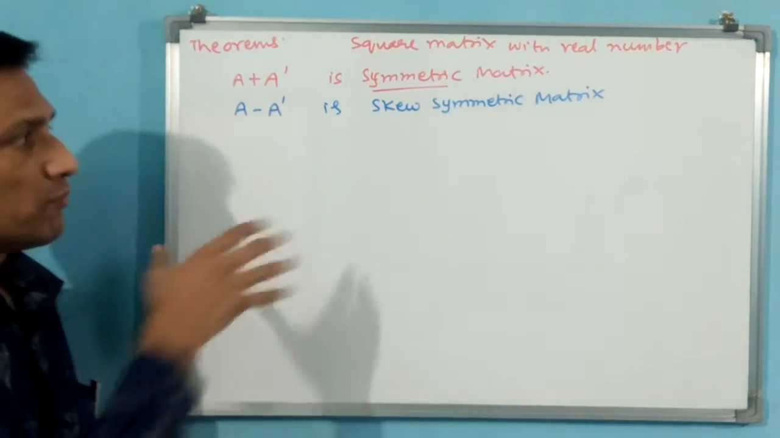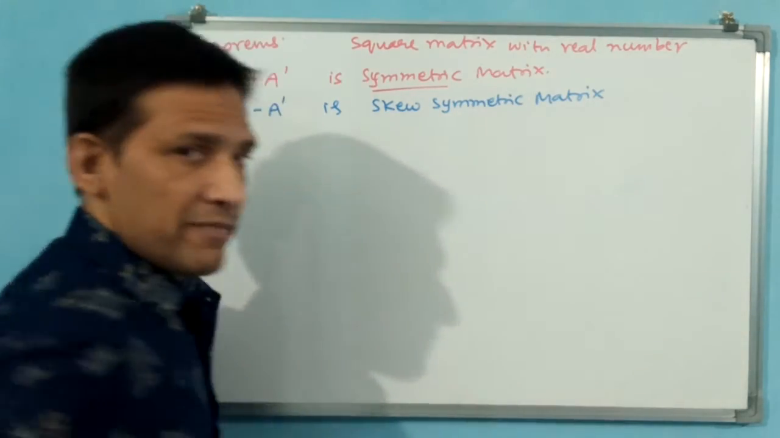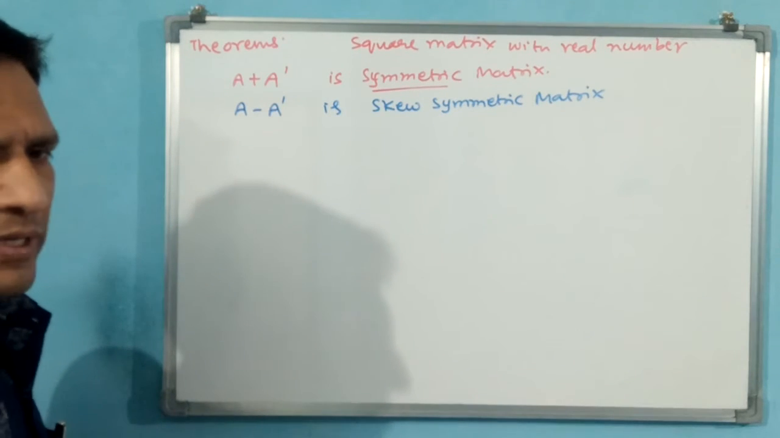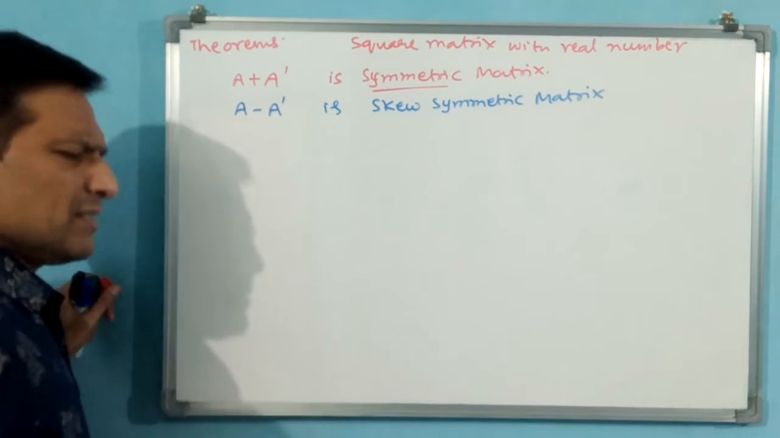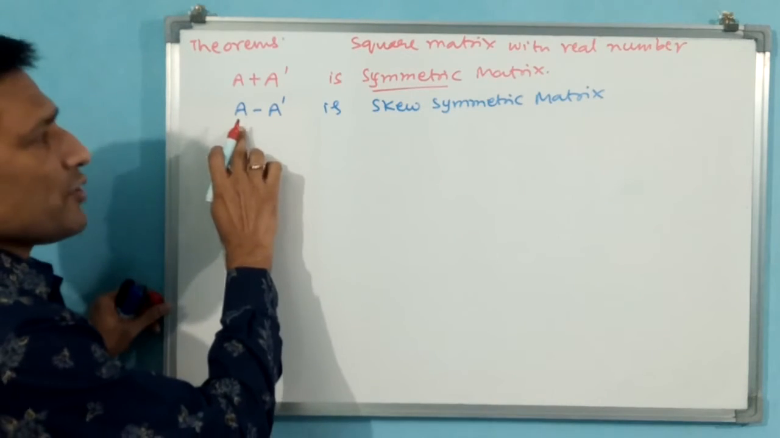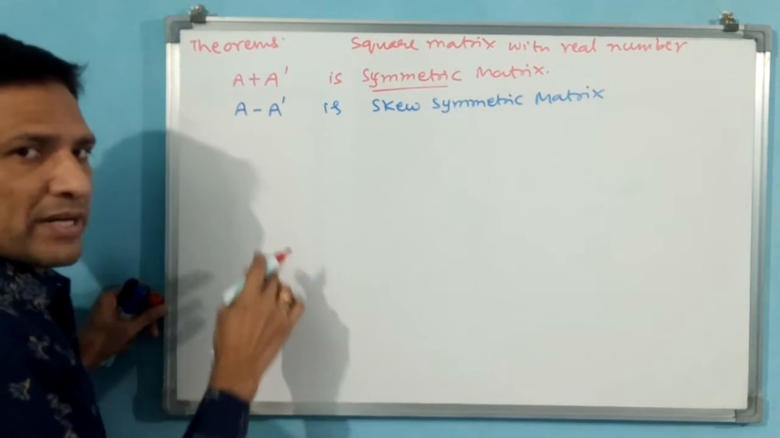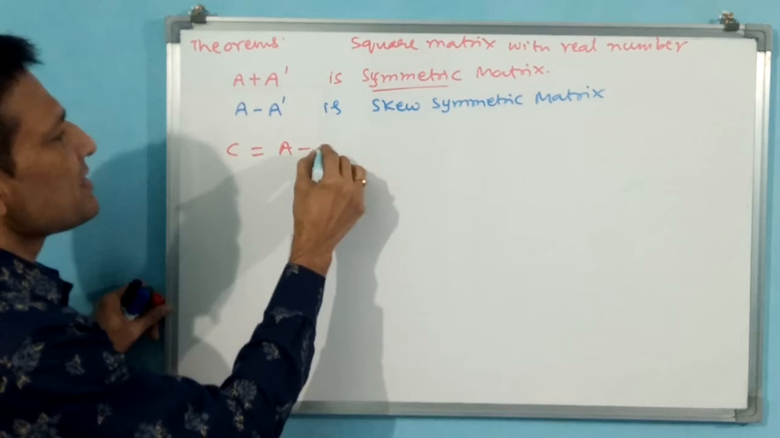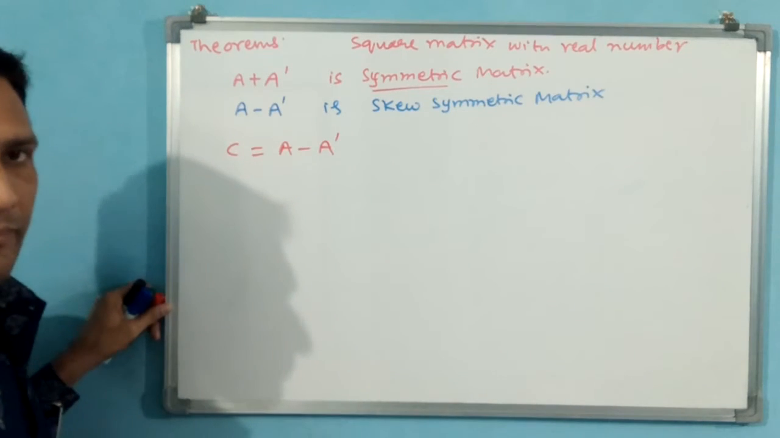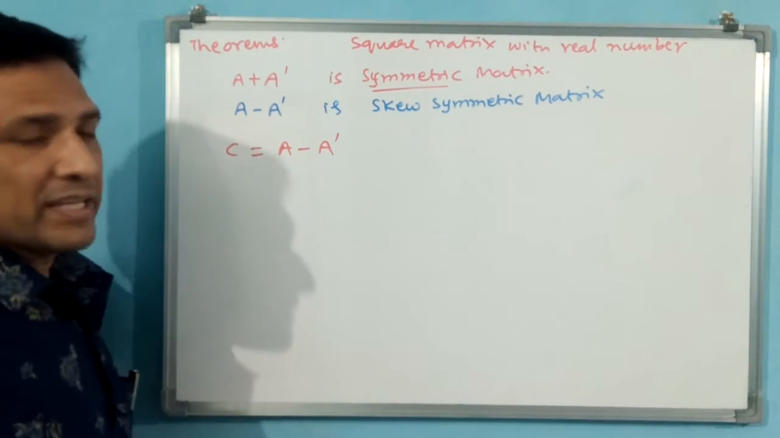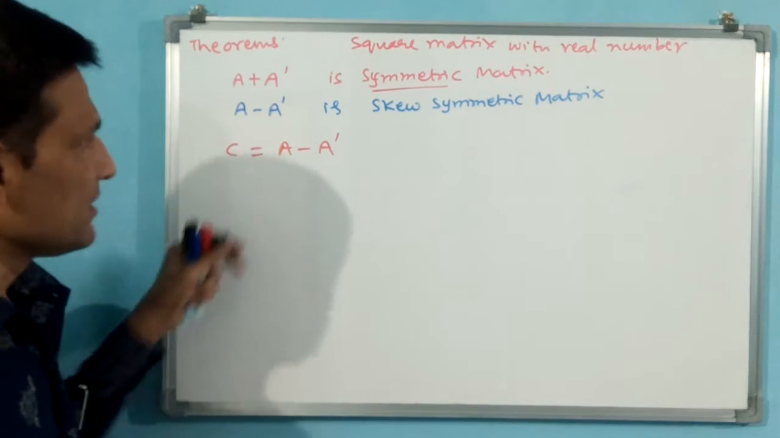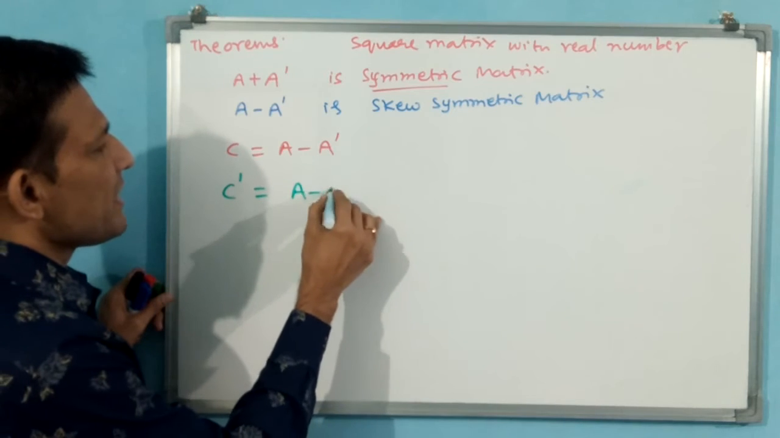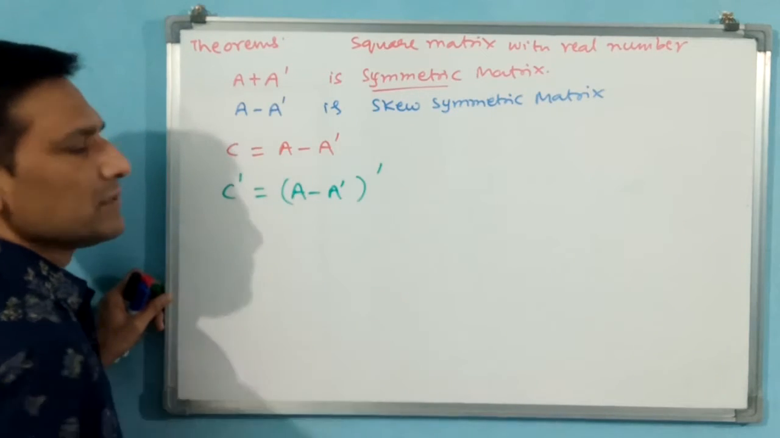Let us take first the proof, and then we will take verification. Okay, let us take proof. I don't think you are going to get the proof in the examination, but for understanding's sake I am telling. A minus A transpose is skew symmetric, you have to show. Again I am taking here, let C is equal to A minus A transpose. Earlier we have taken B, now I am taking C. And I am transposing both sides. C transpose or A minus A transpose whole transpose.